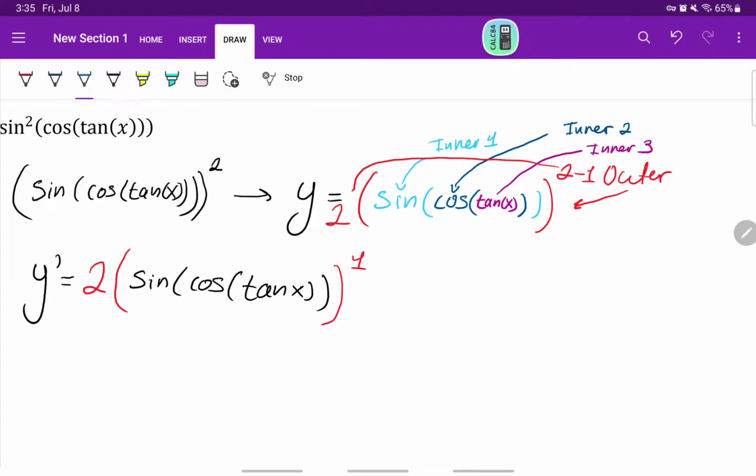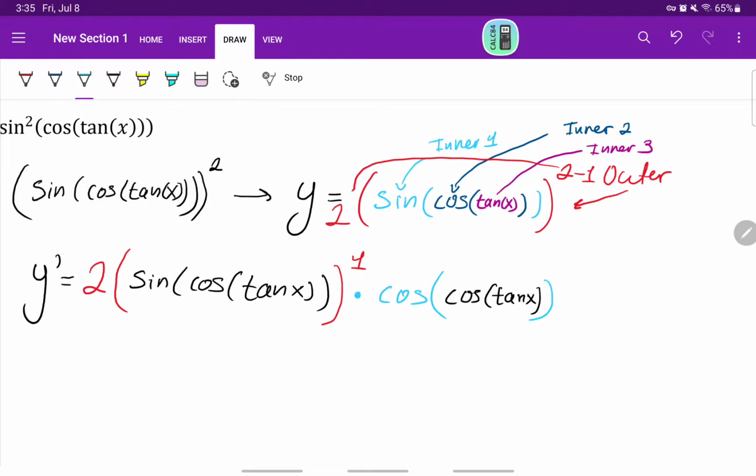Then multiply that with the derivative of the first inner function. The derivative of sine is cosine. So that's going to be cosine. Keep the inside the same. And that's going to be cosine of tangent of x. Do not multiply the cosine and the cosine. It doesn't work like that. That is cosine within cosine.